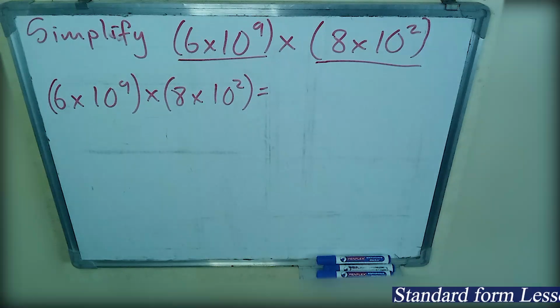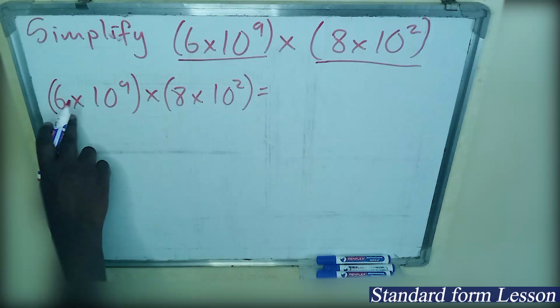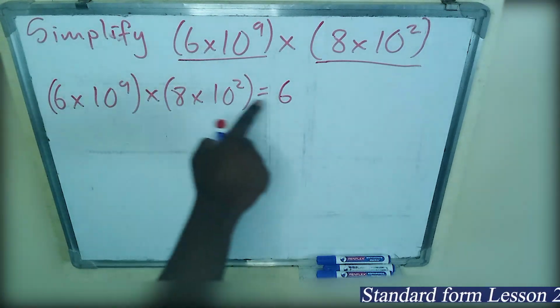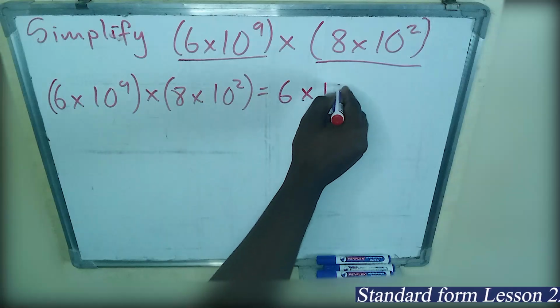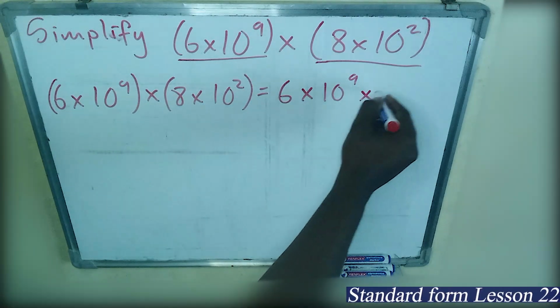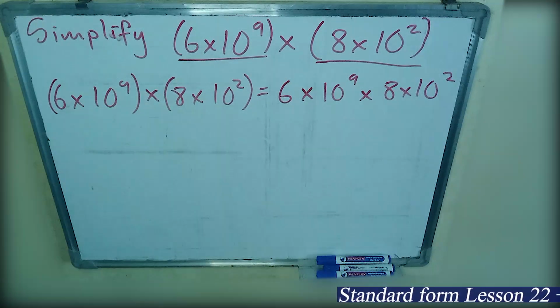So you need to remove the brackets. That is the first step. You remove the brackets and collect the numbers. 6 times 10 to the power of 9, and don't forget this, times 8 times 10 to the power of 2. So you do it like this.